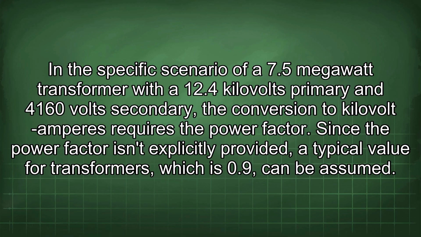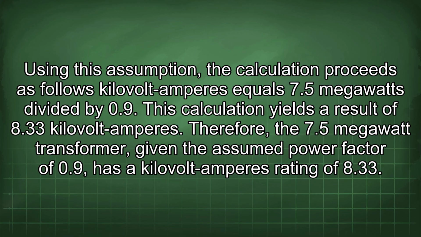Since the power factor isn't explicitly provided, a typical value for transformers, which is 0.9, can be assumed. Using this assumption, the calculation proceeds as follows: kilovolt-amperes equals 7.5 megawatts divided by 0.9. This calculation yields a result of 8.33 kilovolt-amperes. Therefore, the 7.5 megawatt transformer, given the assumed power factor of 0.9, has a kilovolt-amperes rating of 8.33.